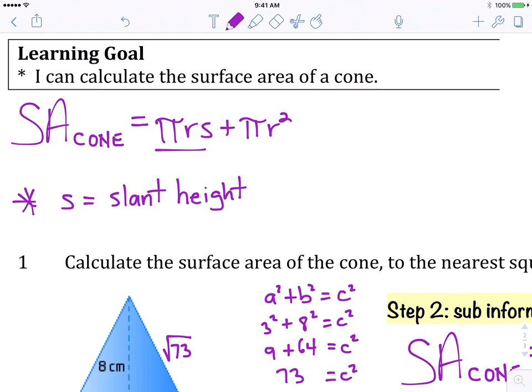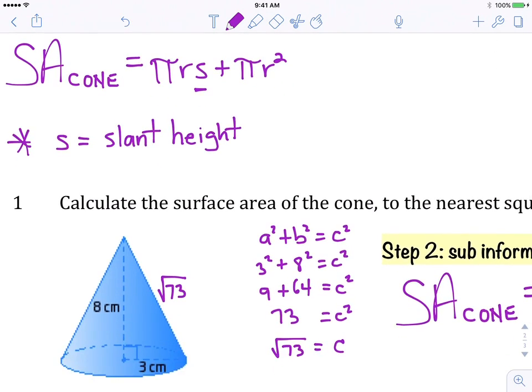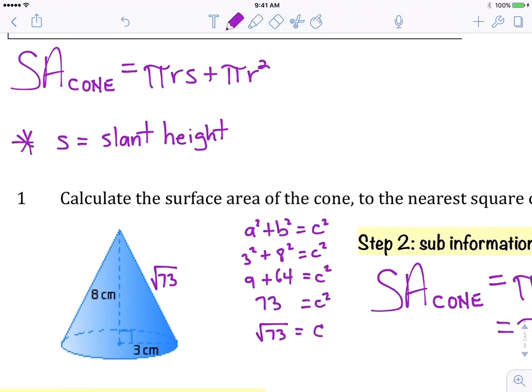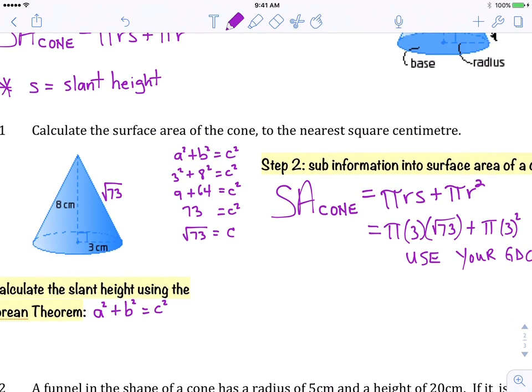But I want you to know that's pi r s, so that's the lateral surface area, plus the circle on the bottom, okay? And I've noted here for you that s is the slant height, the height, or the hypotenuse, that's the slant height right there, okay? So I've gone ahead here. It says calculate the surface area of the cone to the nearest square centimeter. We have everything we need.